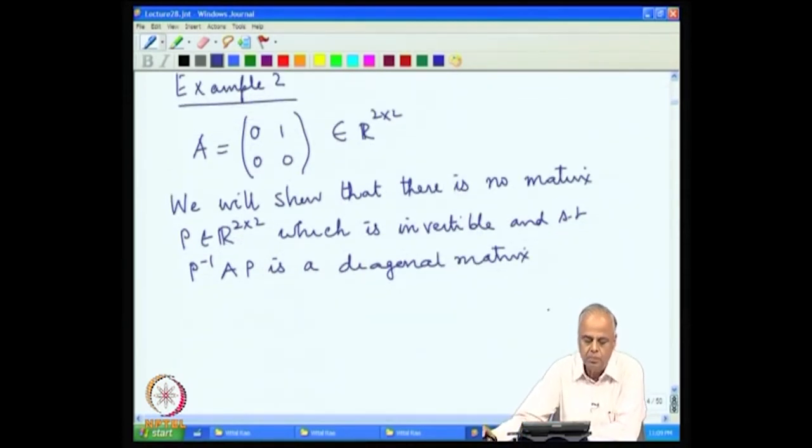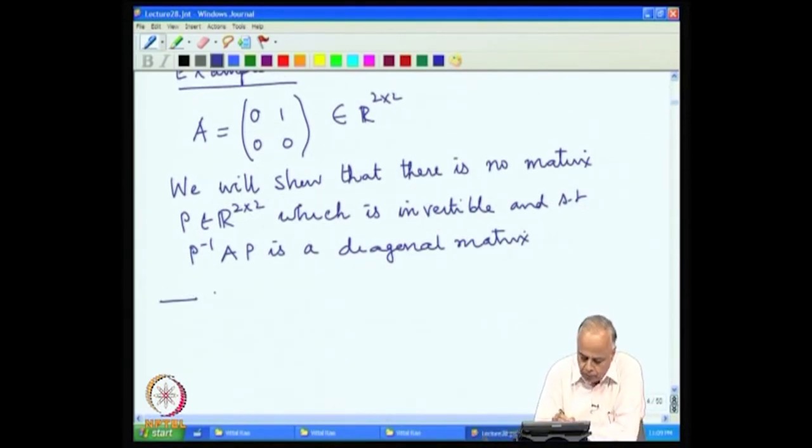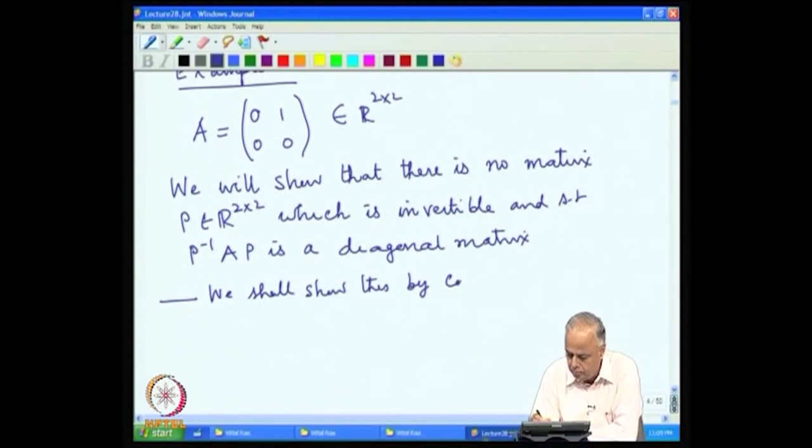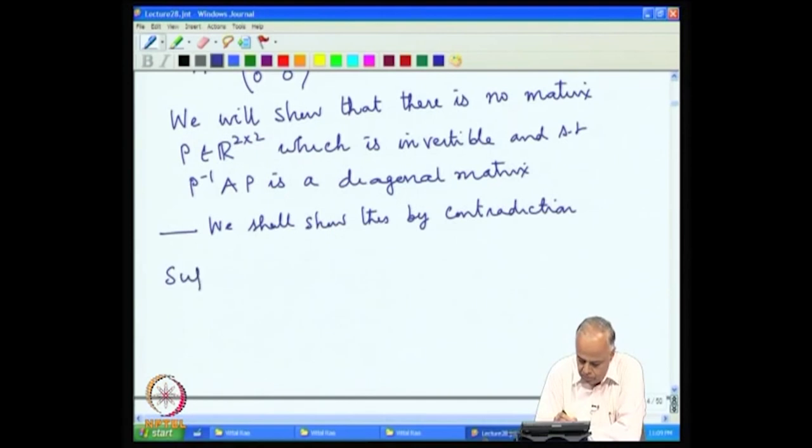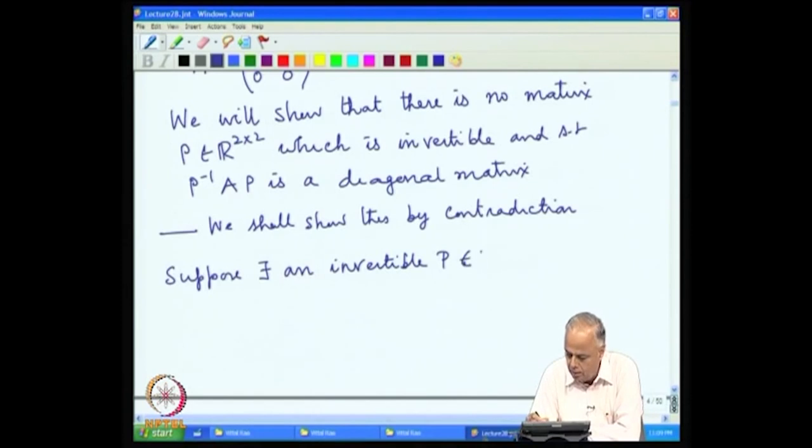And we will show this by contradiction. What do we mean by that? That is, we assume that there exists such a P and show that that leads to a contradiction. So, suppose there exists an invertible P in R^(2×2) such that P inverse AP is diagonal.